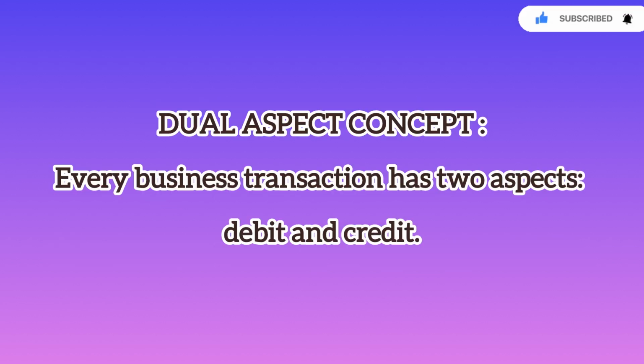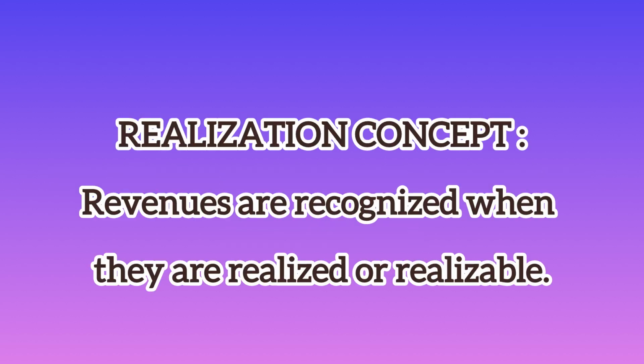Dual aspect concept. Every business transaction has two aspects, the debit and the credit. For example, when the company purchases office supplies of 1,000 naira, we are going to debit office supplies with 1,000 naira and credit cash with 1,000 naira.